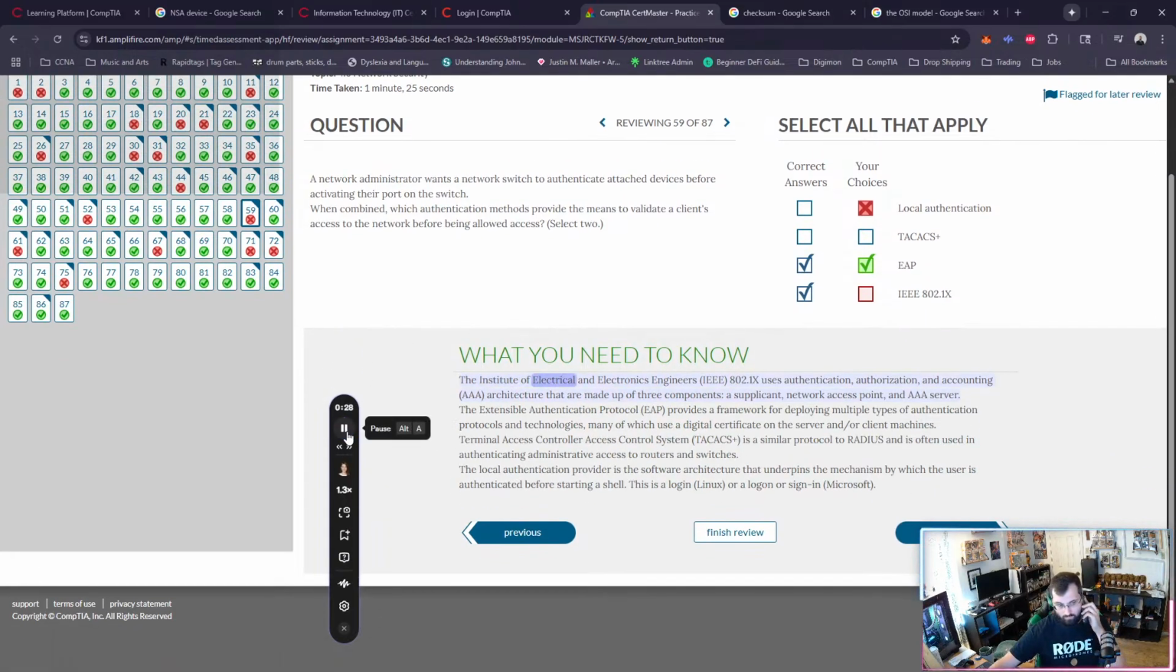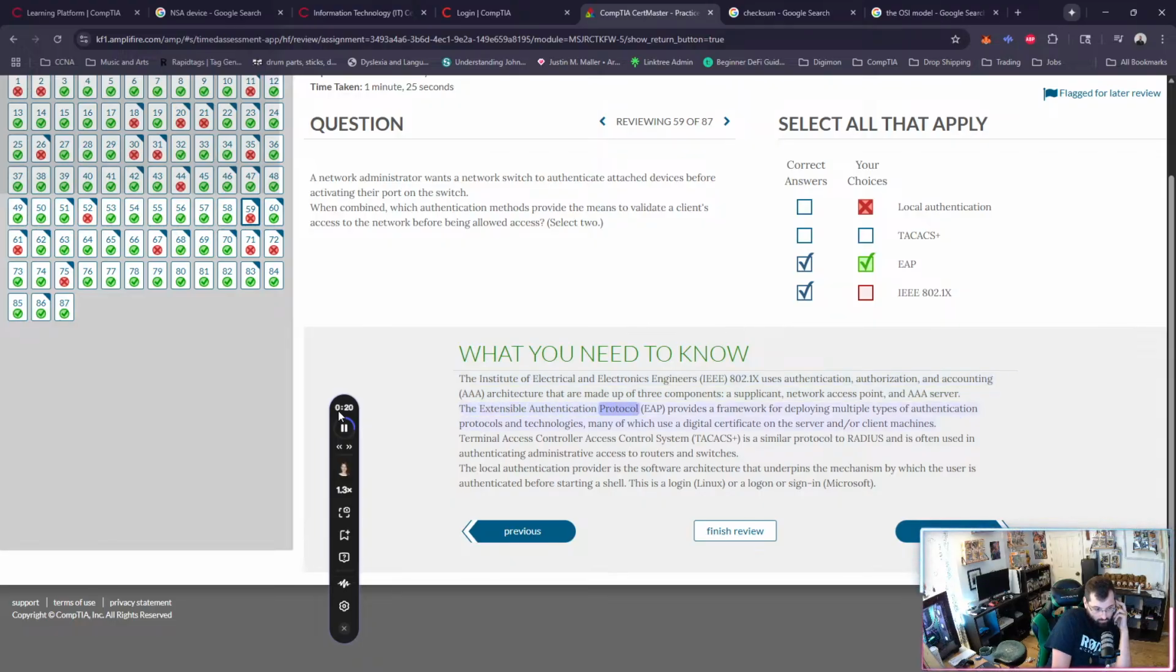The Institute of Electrical and Electronics Engineers IEEE 802.1X uses the authentication, authorization, and accounting AAA architecture that is made up of three components: a supplicant, network access point, and AAA server. The Extensible Authentication Protocol EAP provides a framework for deploying multiple types of authentication protocols and technologies, many of which use a digital certificate on the server and/or client machines.